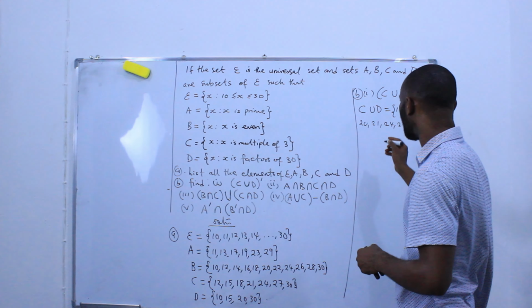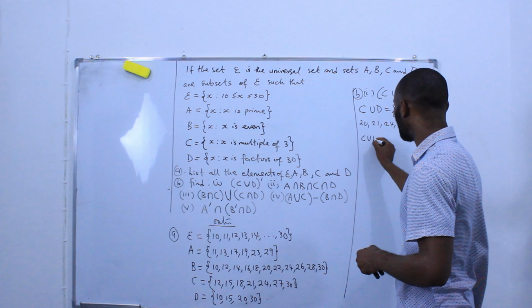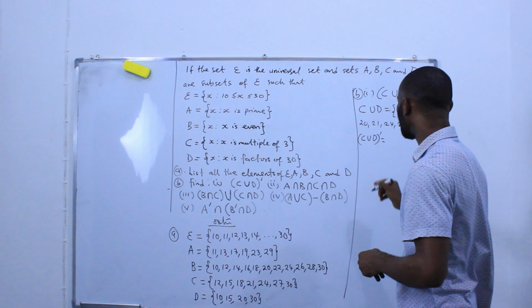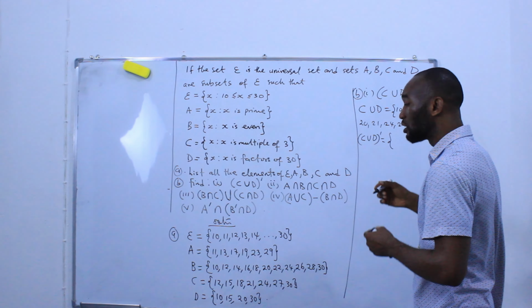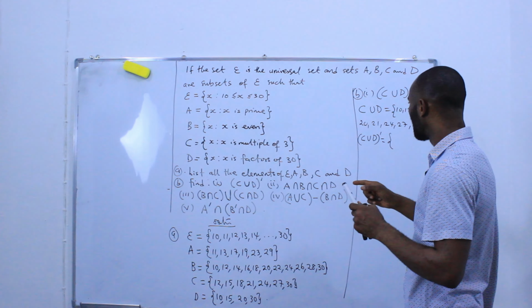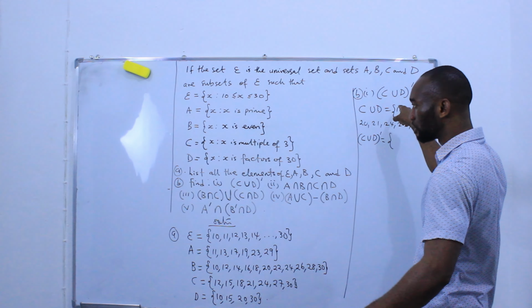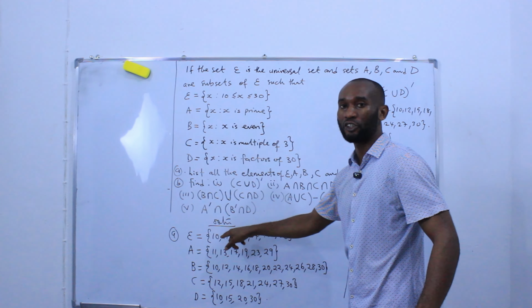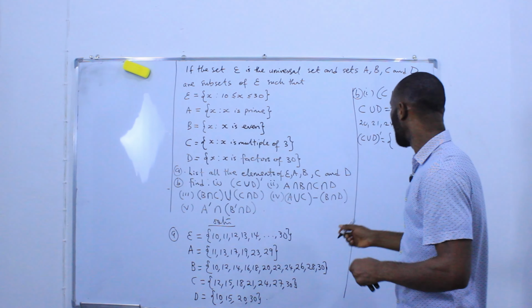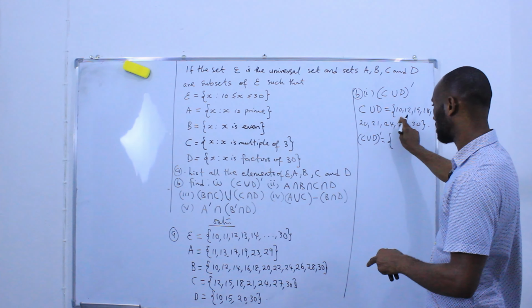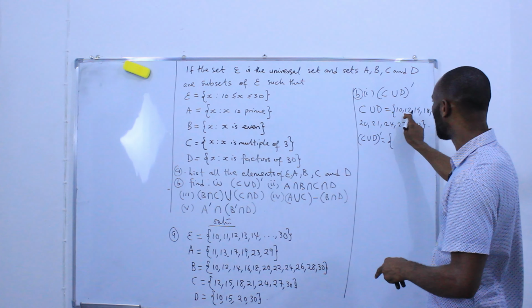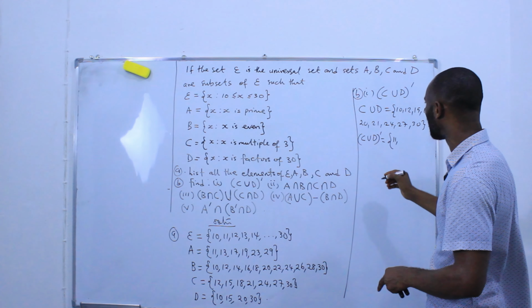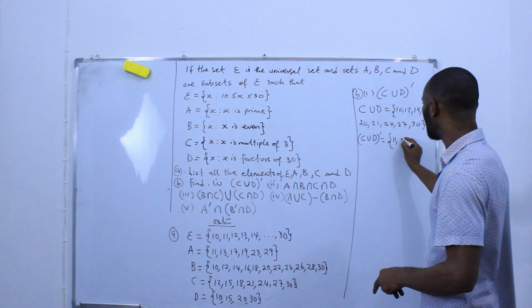27, and 30. Now, C union D complement becomes those integers that are not in C union D, but they are in the universal set. And they are those elements that are not there. We have 10 here, 11 was omitted, so we put 11 here. 13, 14 is not here, so we put it in here.